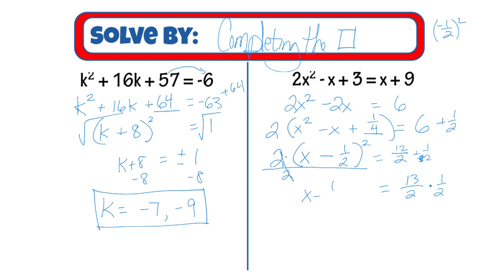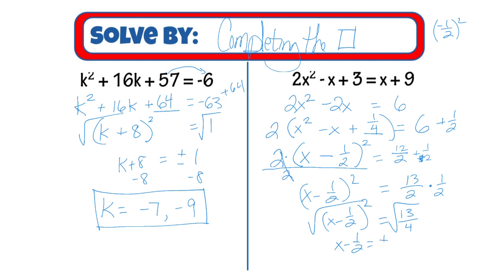We got an x minus 1/2 squared. I'll go ahead and write that. But I'm ready for the next step. I'm going to go ahead and multiply those together. That's a 13/4, multiplying straight across. This is x minus 1/2 squared. I'm now ready to square root both sides.